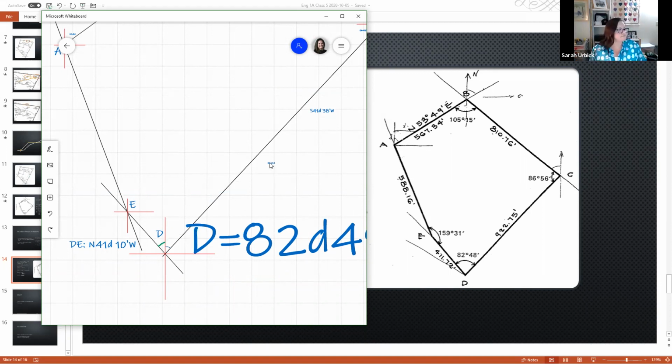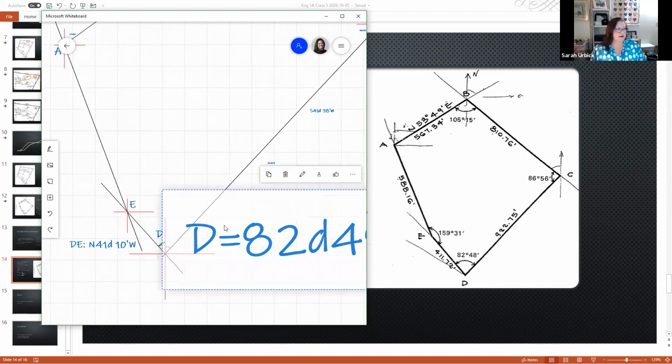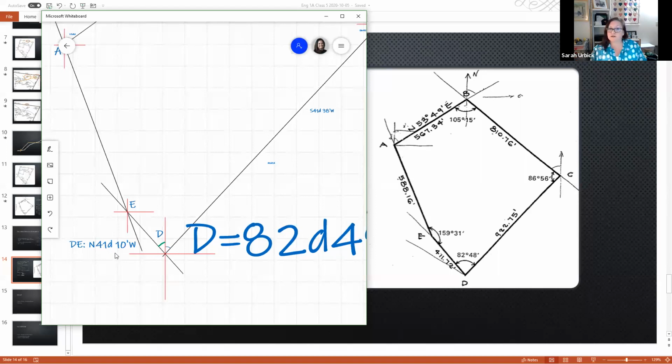All right. So we know that that full angle is 82 degrees. D minus my bearing from C is going to give us another 41 degrees, 10 minutes instead of 38 minutes.